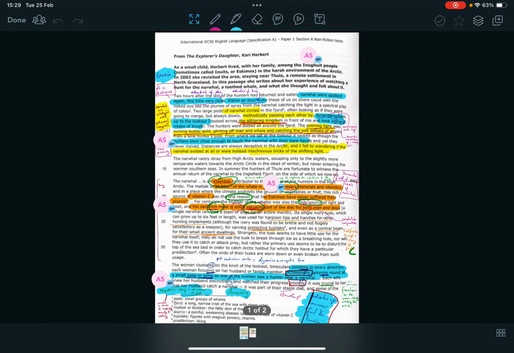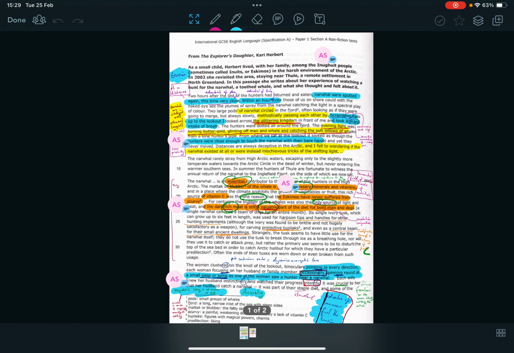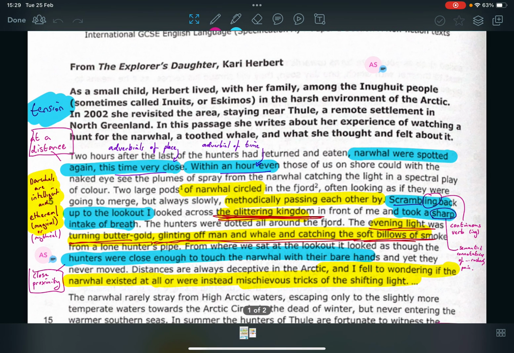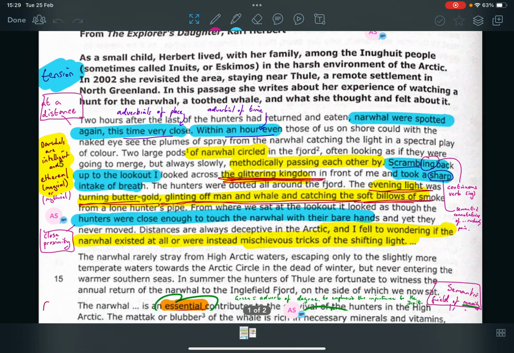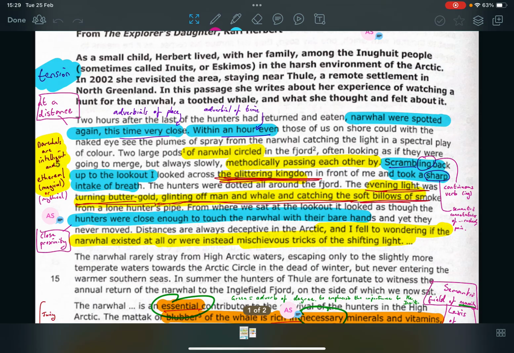Okay, The Explorer's Daughter by Carrie Herbert. So the most important thing on this paper is you think about how this will ultimately be compared with another text. So I'll say this with all of the Language Paper 1 pieces. Don't go too deep in there.